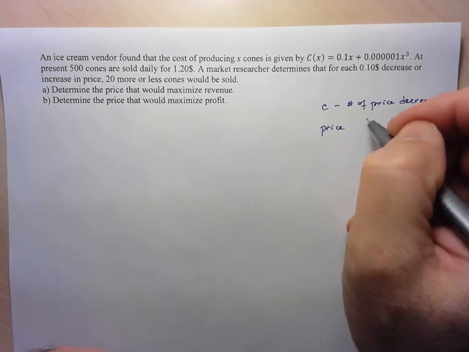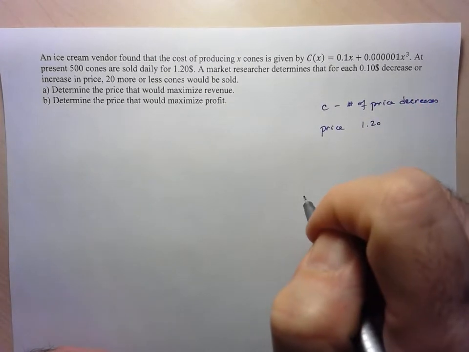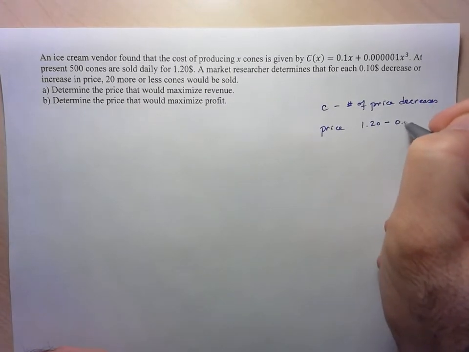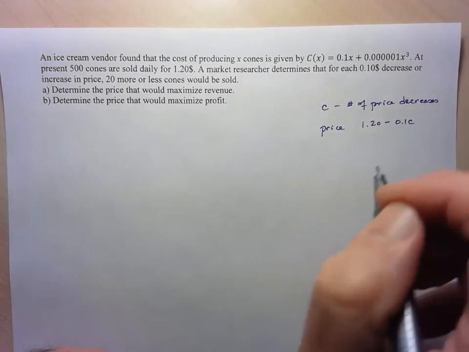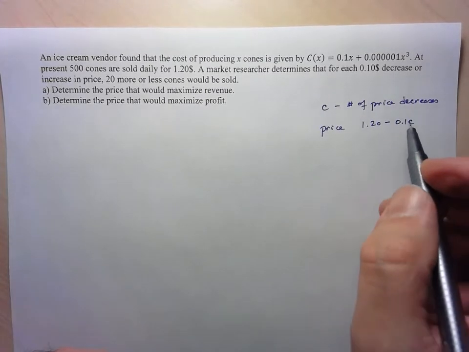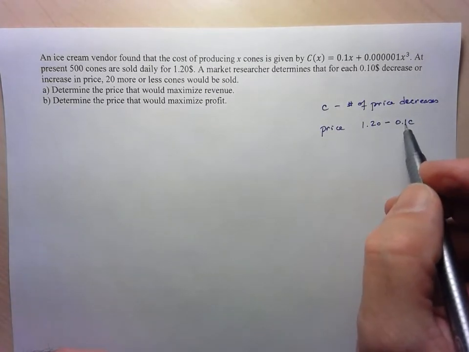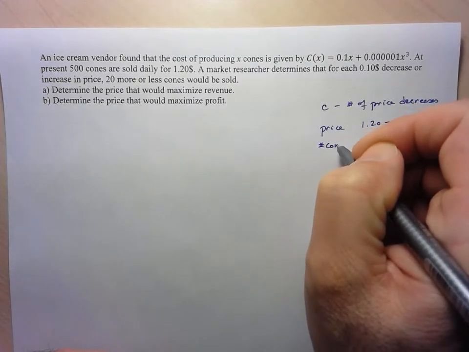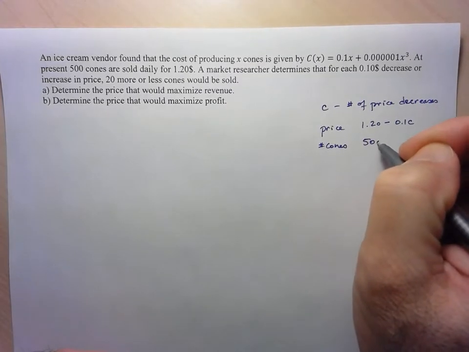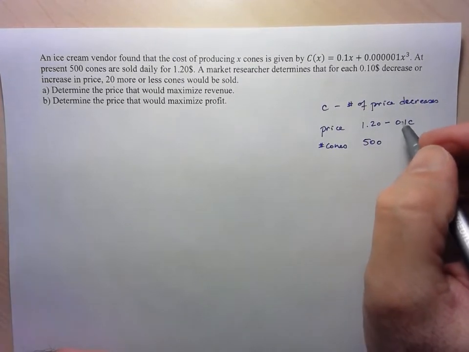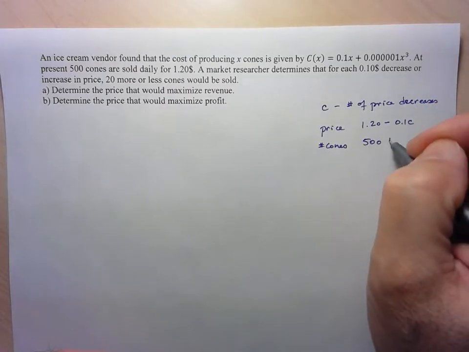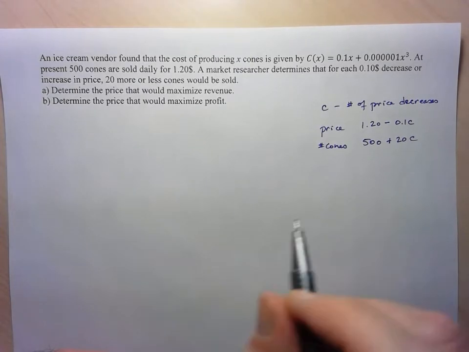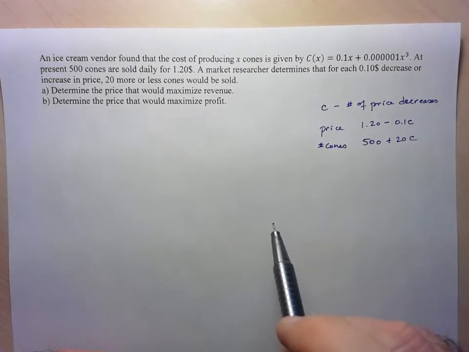And you would have said, well, the price for a cone would be, well, we're starting off at $1.20, and we're looking at decreasing the price, so we decrease it by 10 cents every time. So 0.1 times the number of times I decrease. So if I have one price decrease, I go down by 10 cents. If I have two price decreases, I go down by 20 cents. And then the number of cones would have been, well, 500. And what's happening every time I decrease the price? The number of cones I sell goes up. So plus 20 times the number of price decreases. Okay, and then you multiply the number of cones by the price, that gives you your revenue.